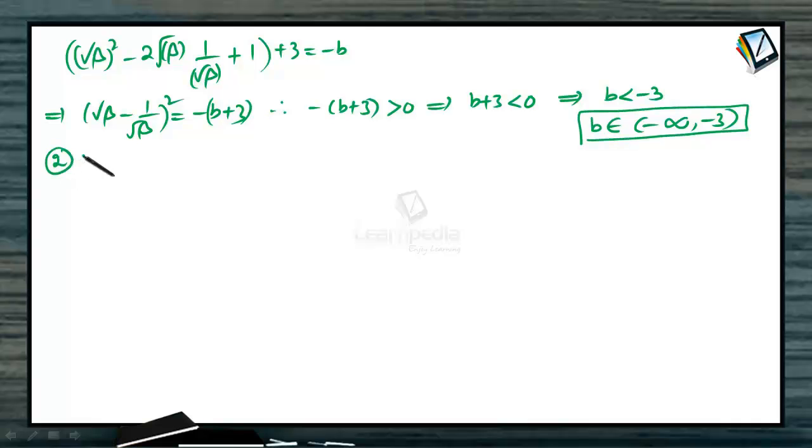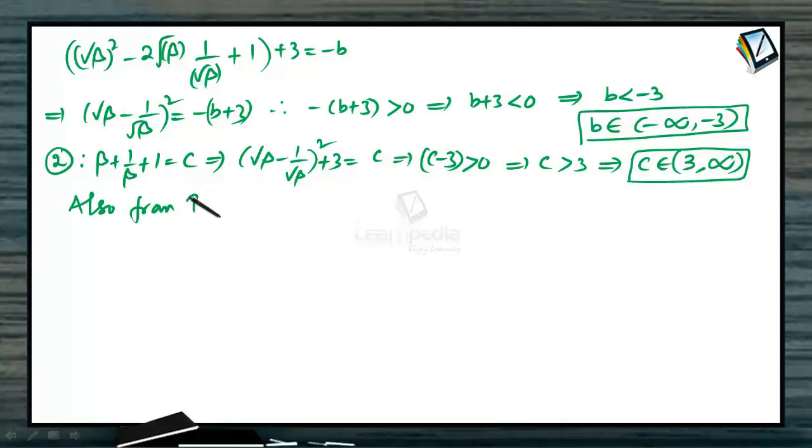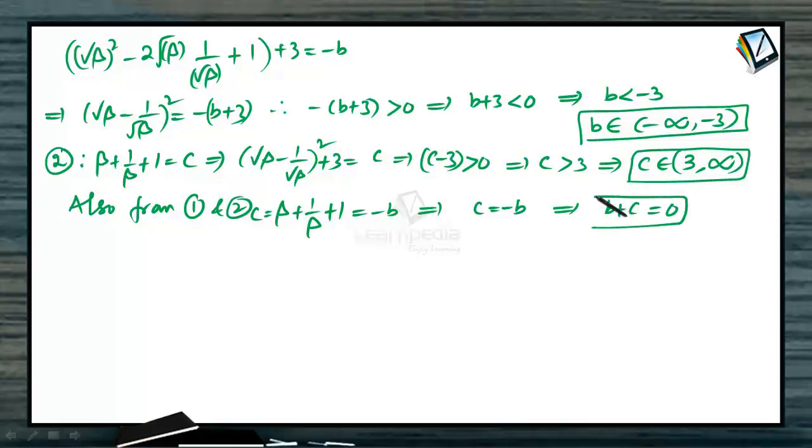Next we had equation 2, where beta plus 1 by beta plus 1 is equal to c. This also I can write as the square of root of beta minus 1 by root of beta, plus 3, is equal to c. Thereby c minus 3 will be positive, which implies c will be more than 3. I can conclude that c belongs to 3 to plus infinity. This is another set of values. Also from equations 1 and 2, both are equal to beta plus 1 by beta plus 1, which is equal to minus b, and also equal to c. Therefore c is equal to minus b, which implies b plus c is equal to 0. It is another set of values.